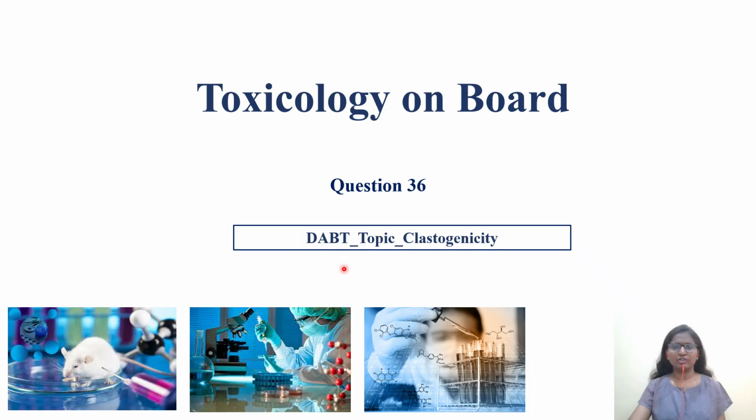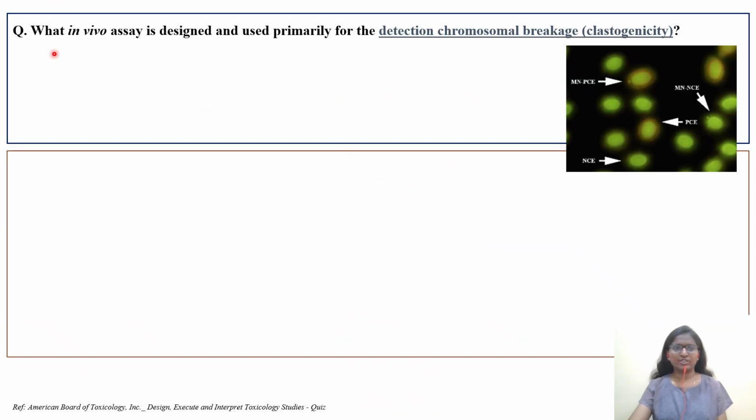In this video, we will be learning about the DABT topic clastogenicity. Let's directly dive into the question. The question is, what in vivo assay is designed and used primarily for the detection of chromosomal damage, clastogenicity?